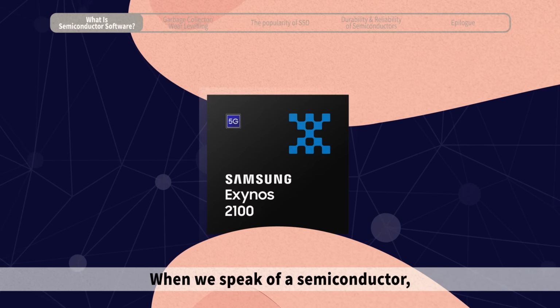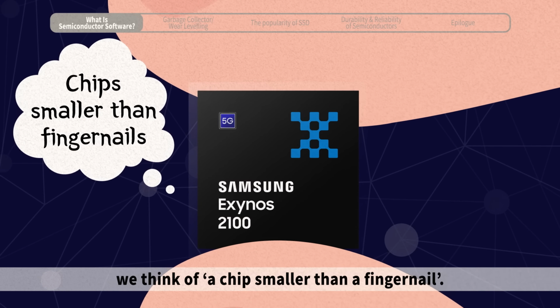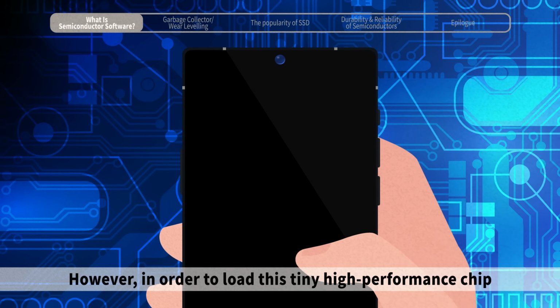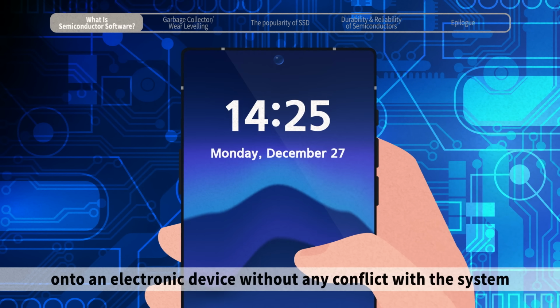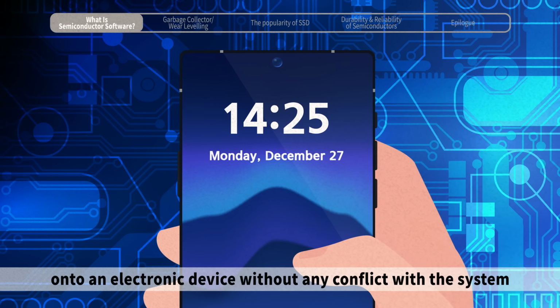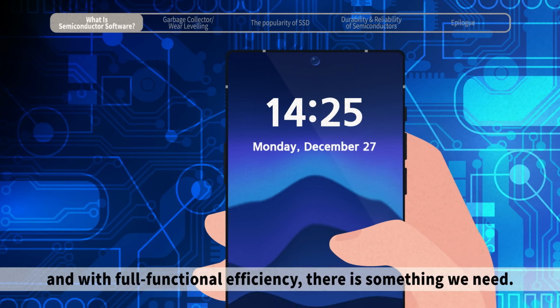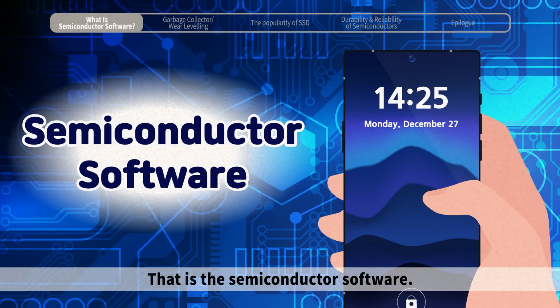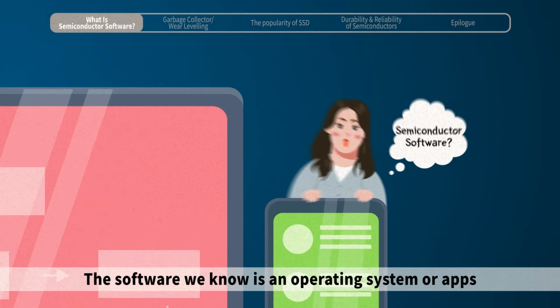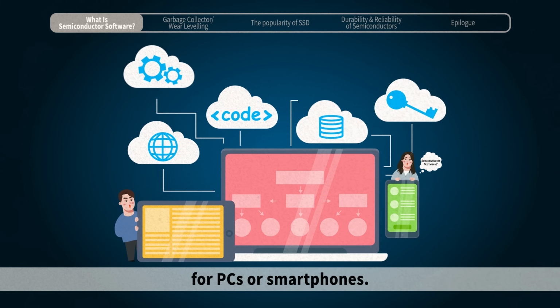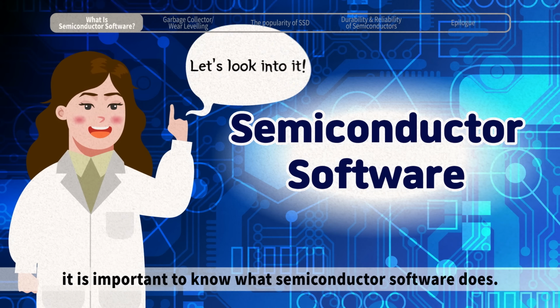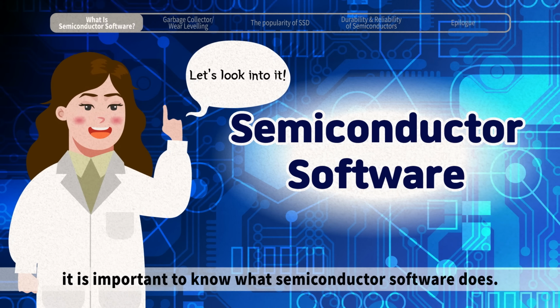When we speak of a semiconductor, we think of a chip smaller than a fingernail. However, in order to load this tiny high-performance chip onto an electronic device without any conflict with the system and with full functional efficiency, there is something we need. That is the semiconductor software. The software we know is an operating system or apps for PCs or smartphones. To fully understand semiconductors, it is important to know what semiconductor software does.